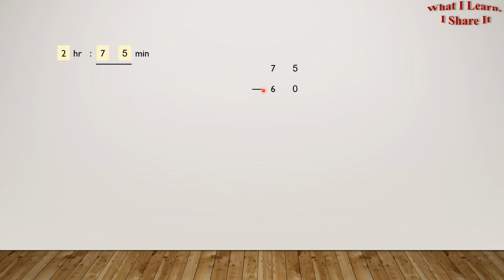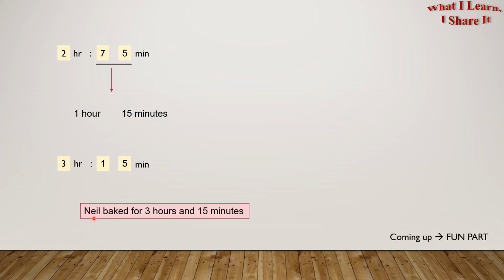So we can subtract 60 from 75, which gives us 15. So 75 minutes can be written as 1 hour and 15 minutes. And to find the total amount of time of how much Neil baked for, we have to add 2 hours to 1 hour and 15 minutes, which gives us 3 hours and 15 minutes. So Neil baked for 3 hours and 15 minutes. Yay! We solved the problem!